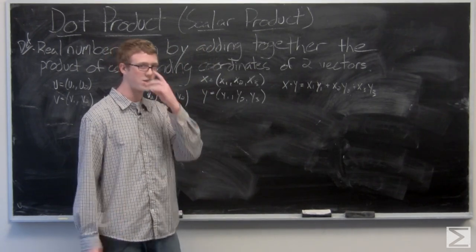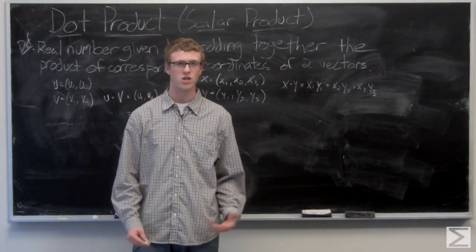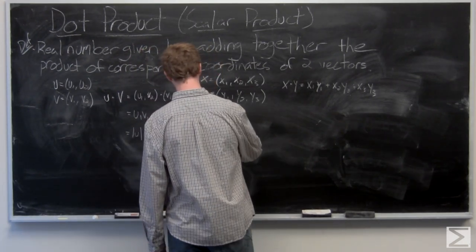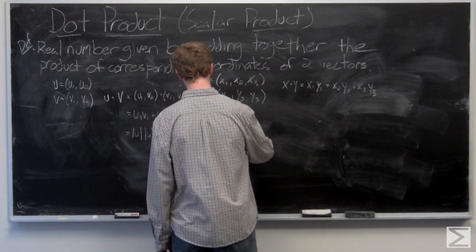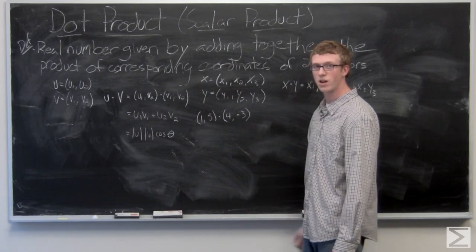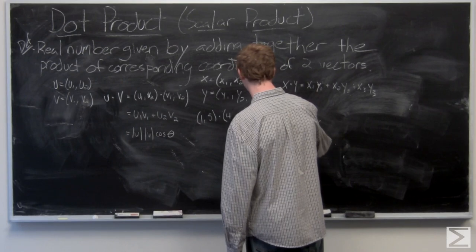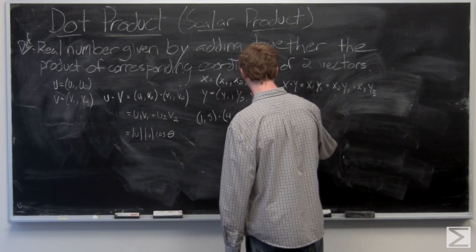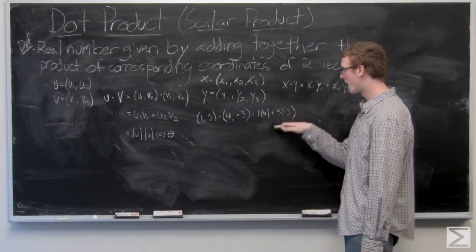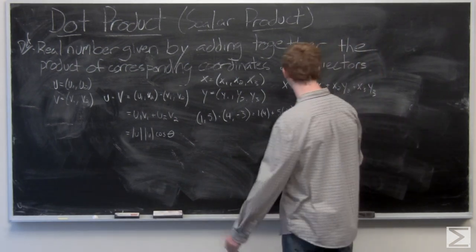So let's take a look at this dot product for some real examples, just some actual numbered vectors, so you can see how we actually add them. So we have 1, 5 dot 4, -3, which is 1 times 4 plus 5 times -3, which is 4 plus -15, -11.